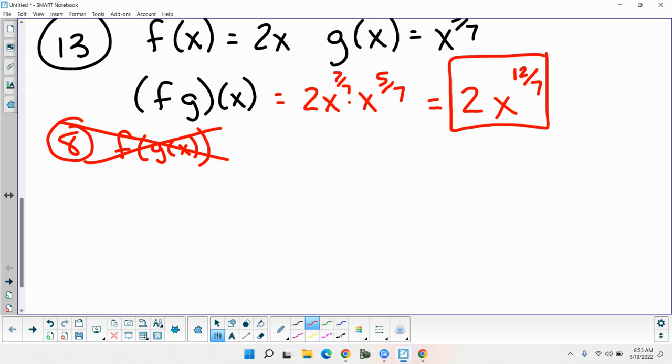If you want to write it as 1 and 5/7, because you know there's a 1 there, that's fine too. That's acceptable. But usually we write it as an improper fraction. Okay, number 14, the last one from chapter 5, is we're finding the inverse of this function.